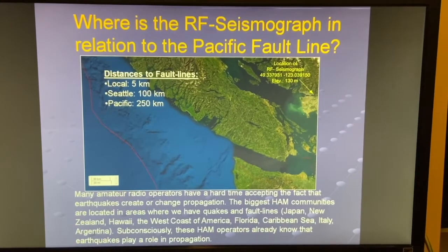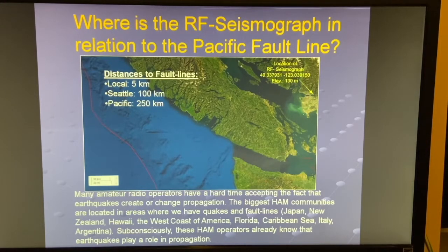Where is the RF seismograph in relation to the big Pacific fault line? So the RF seismograph is located up here. That's Lynn Valley, and the island in front of us is Vancouver Island, that has quite high mountains. And this is the tip of Washington. And down here we have the Seattle fault lines, which are about 100 kilometers away. And the ones out in the Pacific coming down this way are about 250 kilometers away.